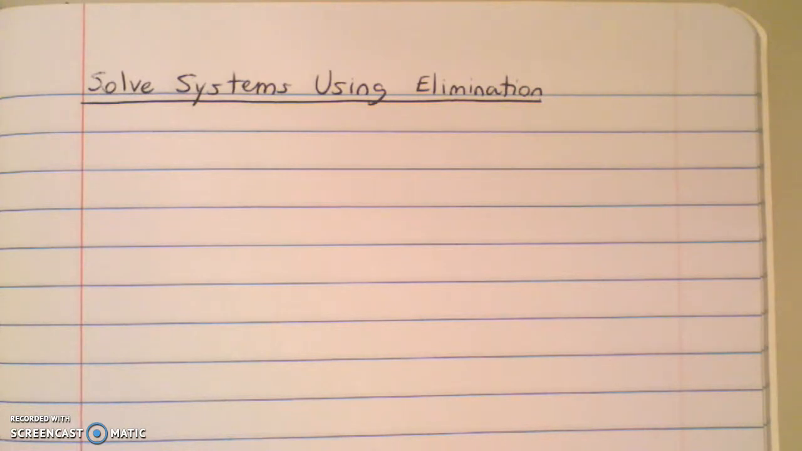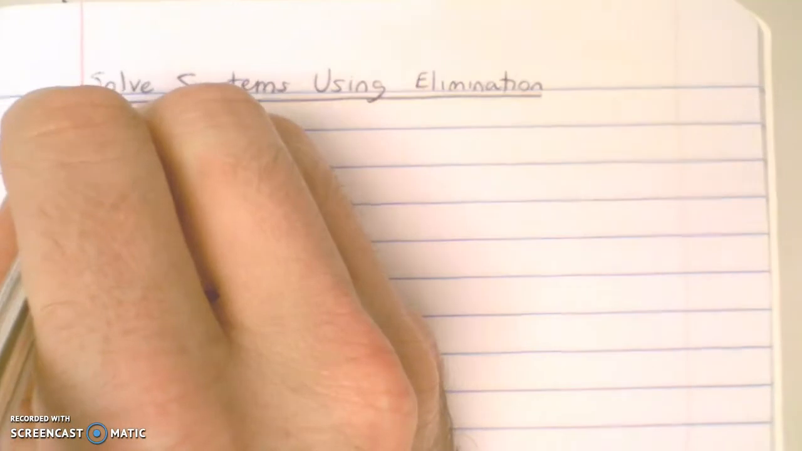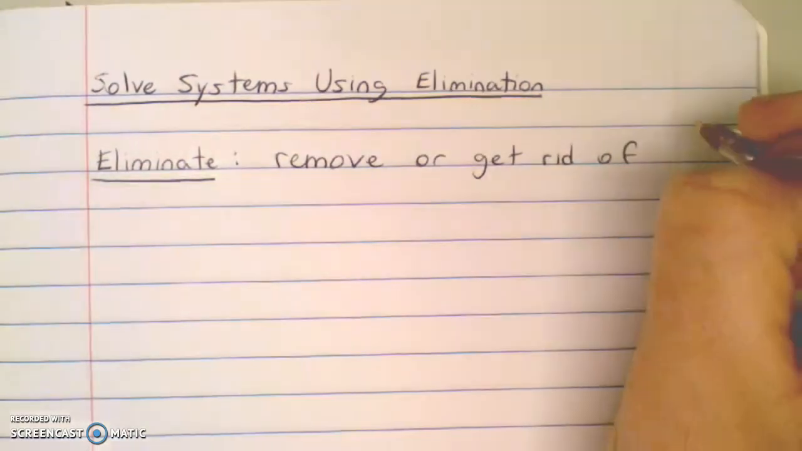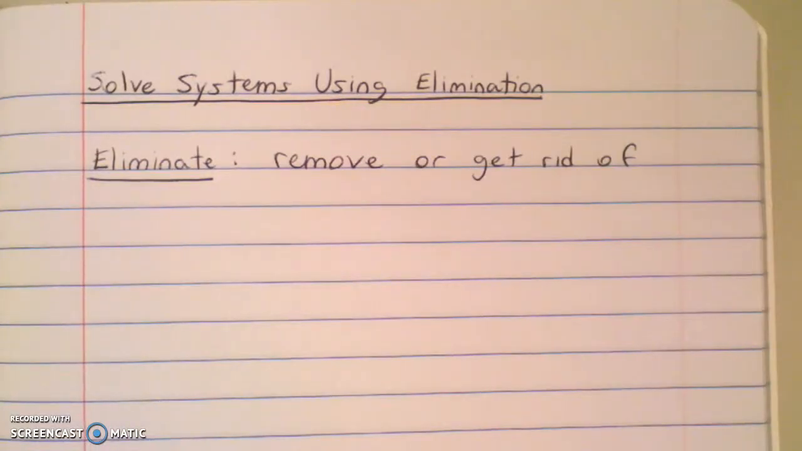So make sure you put today's date in the top corner of your notes. So let's just do a quick definition of what elimination is. To eliminate something, that just means to remove it. Remove or get rid of. So in the context of our problems, we're going to be eliminating one of the variables because we can use that to help us when we're doing our elimination problems to solve.